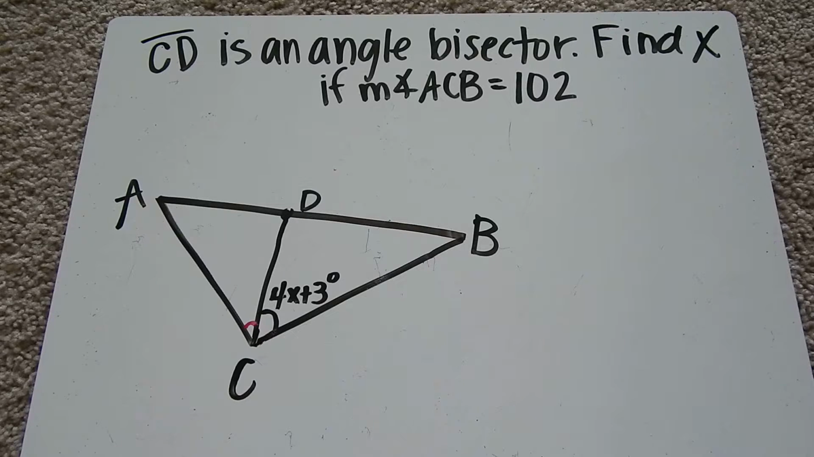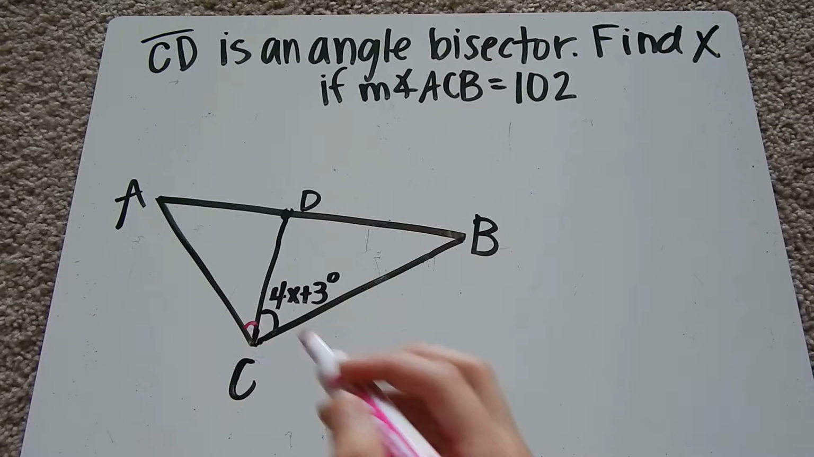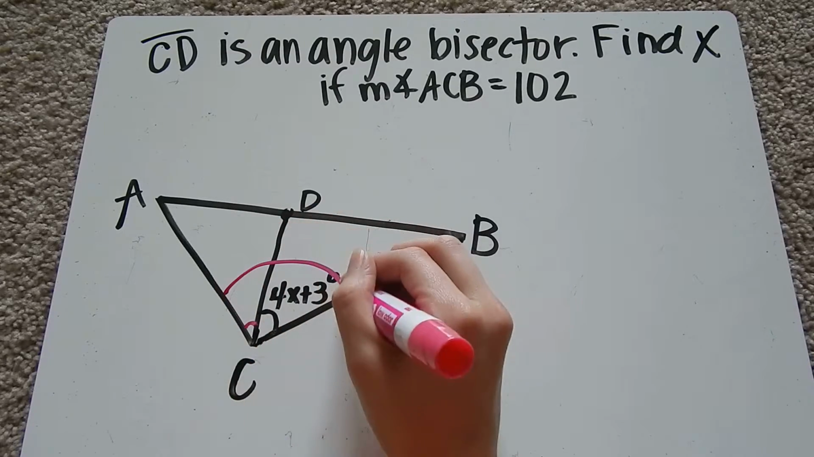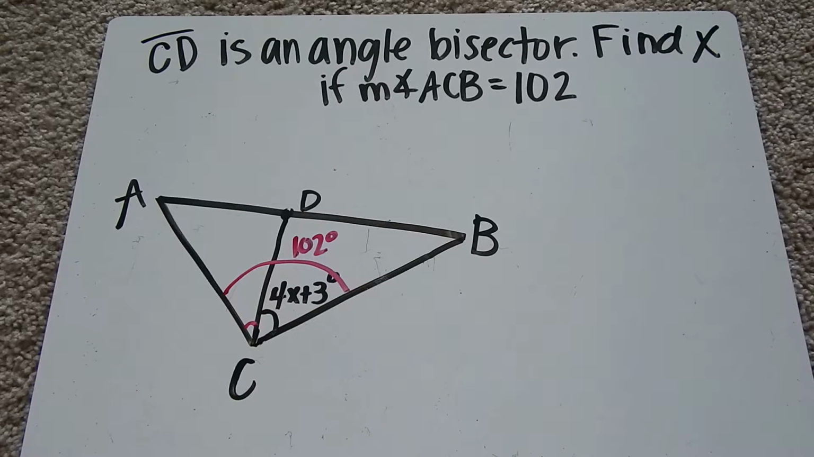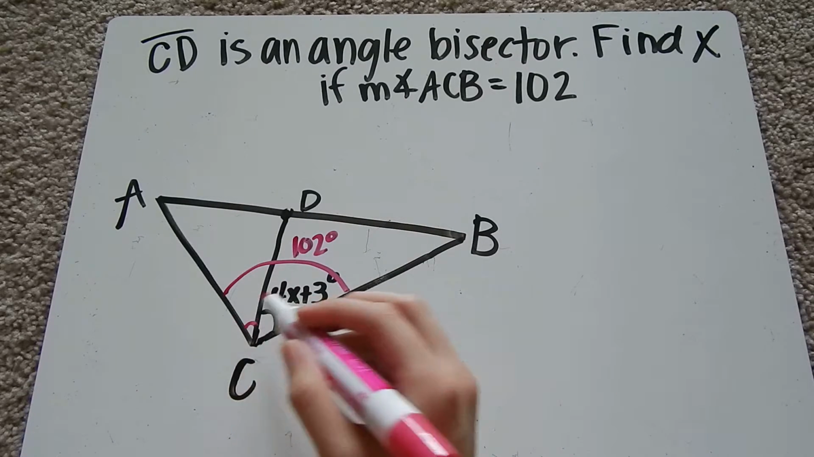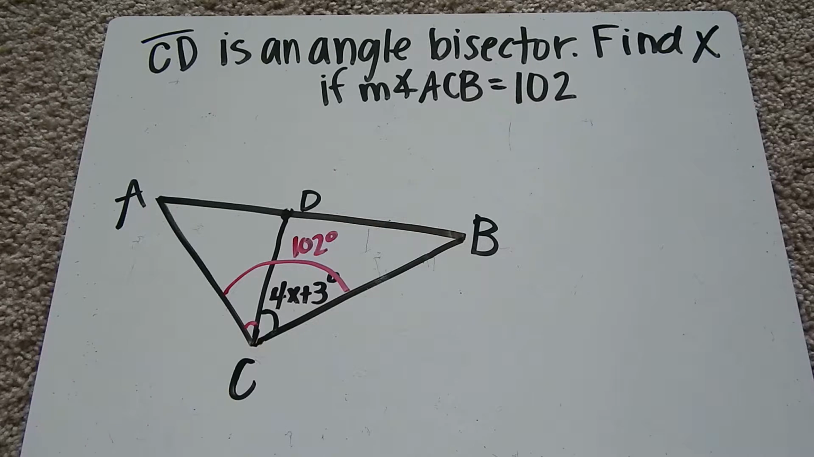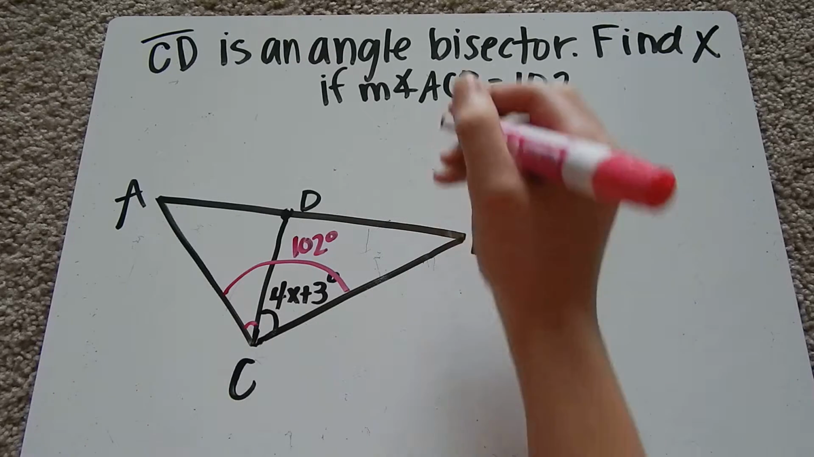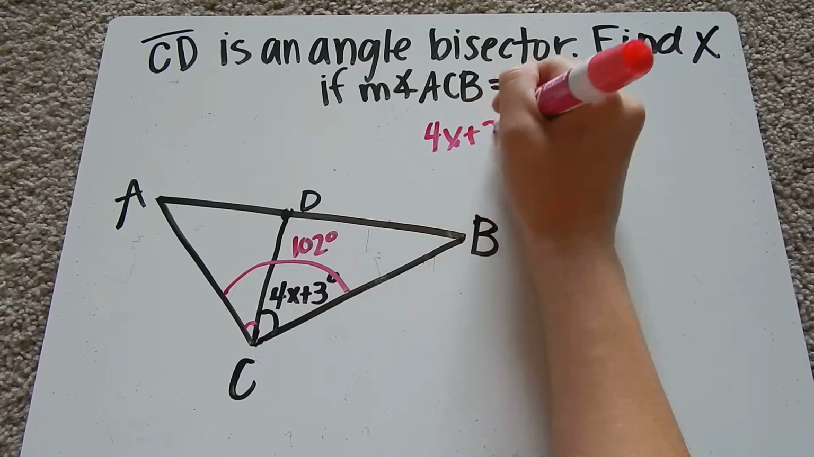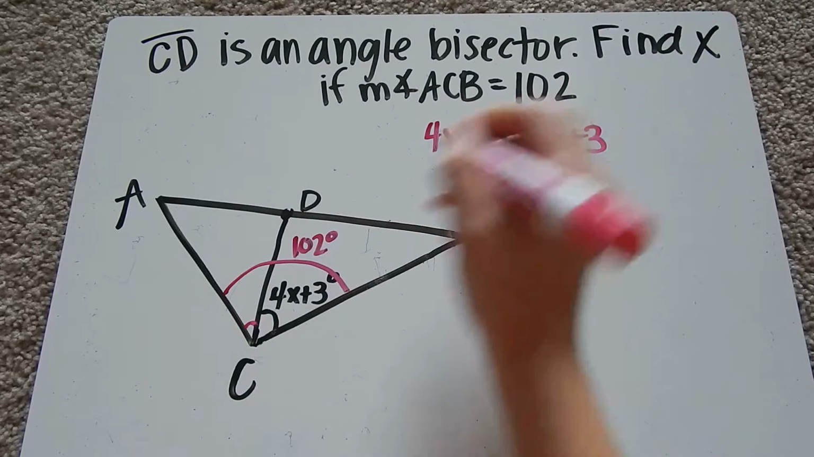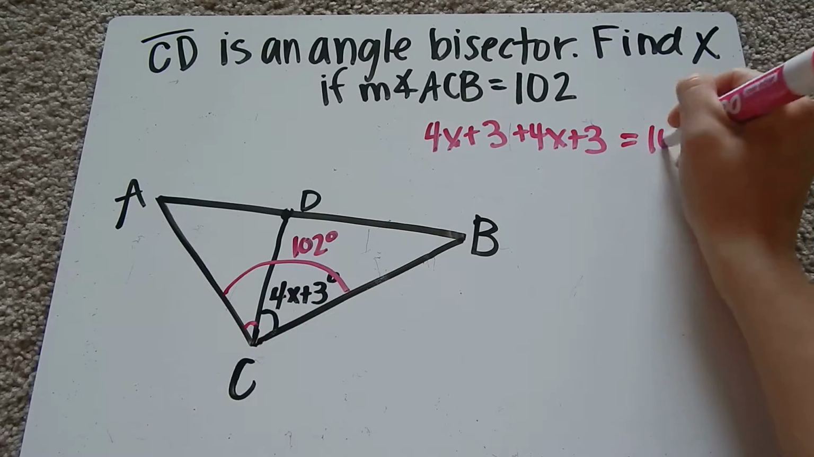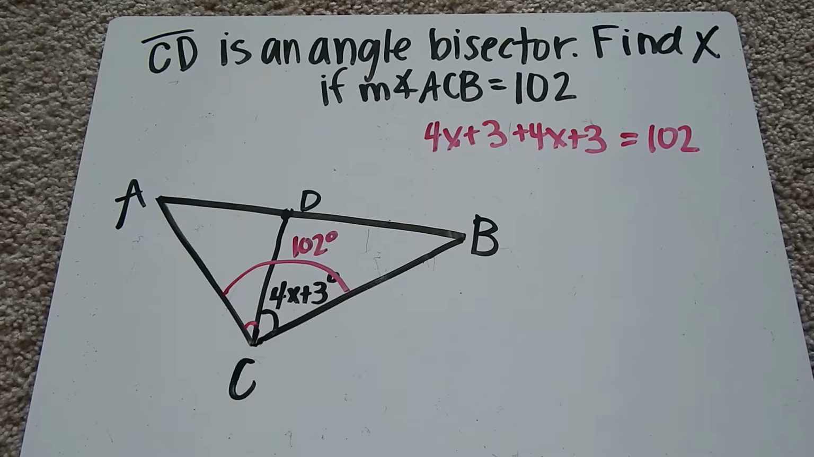Since those are congruent, it says the measure of angle ACB equals 102. So ACB is this whole thing right here. That's 102 degrees. We know this section is 4x plus 3. This section is equal, so it's also 4x plus 3. All of that summed together is 102. So we're just going to add 4x plus 3, which gives me this part here, and another 4x plus 3 will give me the other side. Together they make up 102. So this is how we'll solve for x.